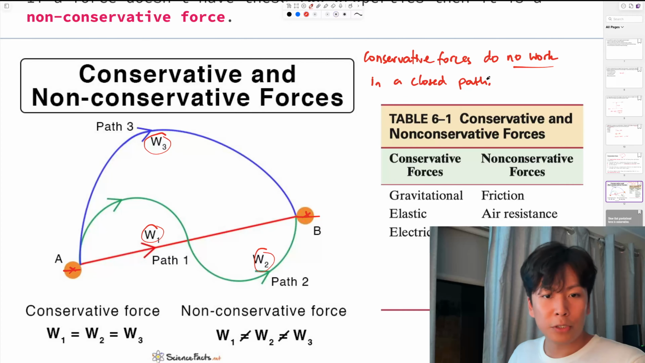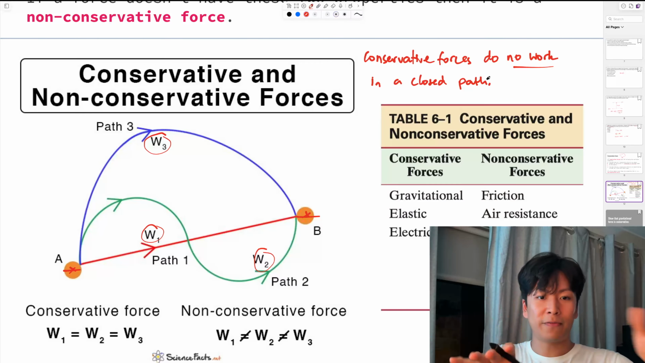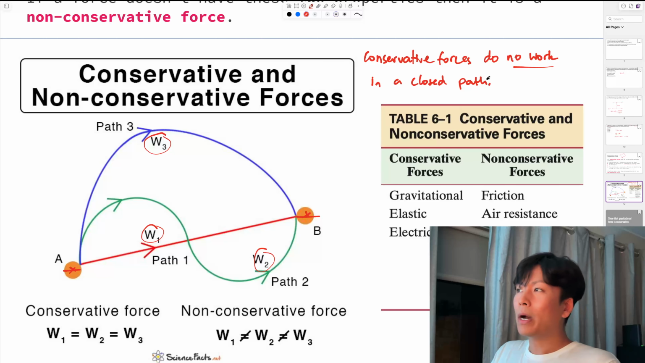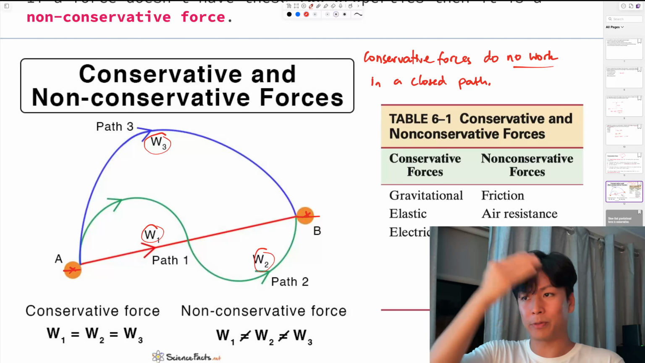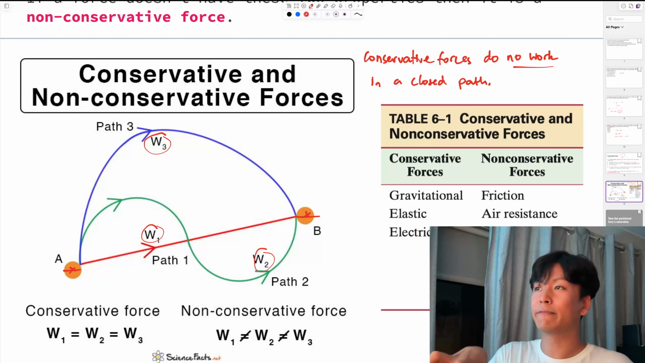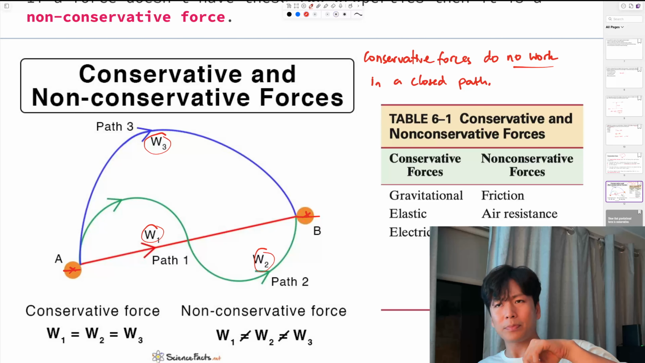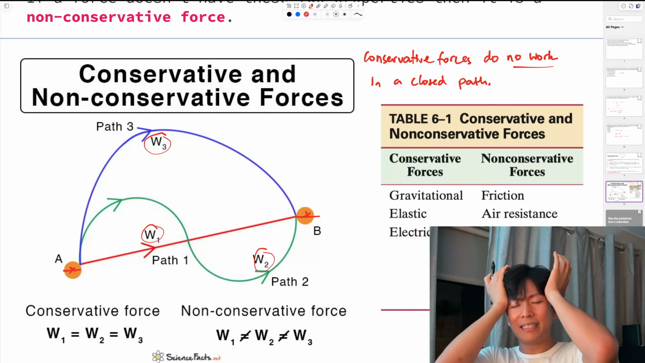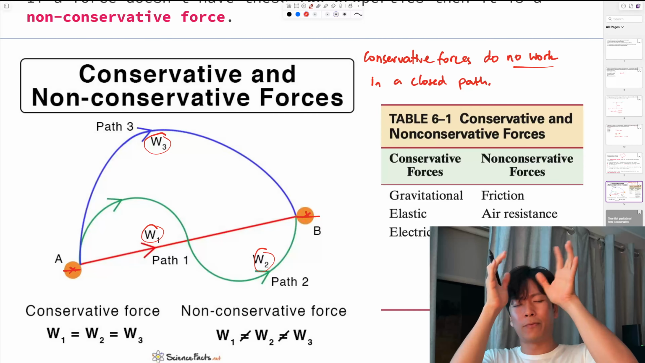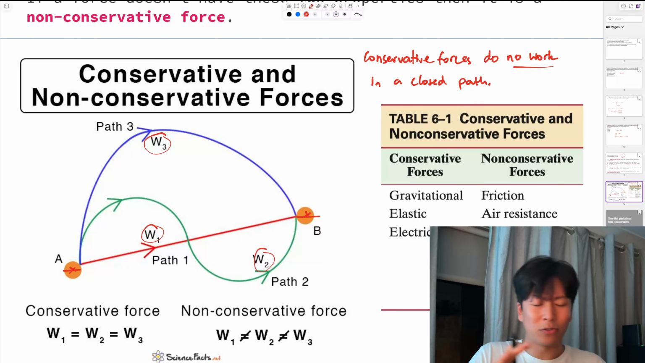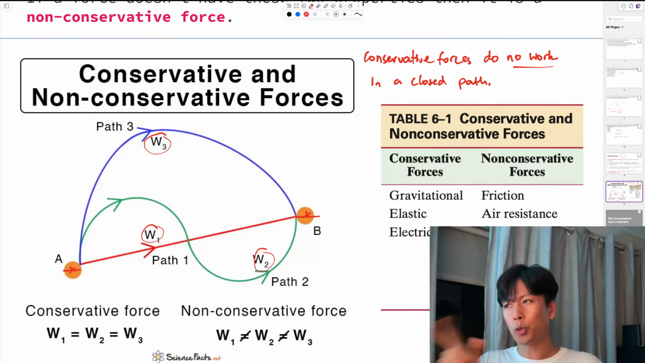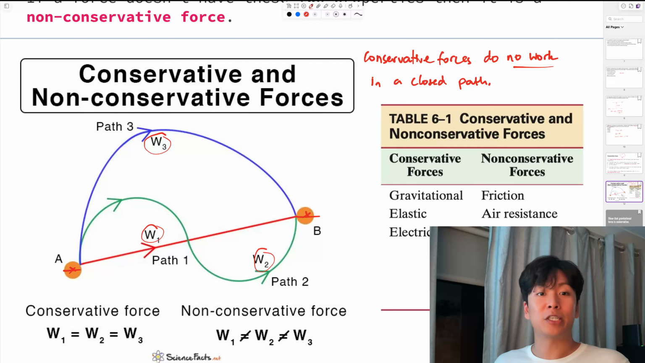If you push a crate across the floor from one point to another, the work that you do will depend on which path you take, right? Whether the path is the shortest path between point A and point B, or whether you take a longer curved path. Is it easier for me to push a box from one point to another in a straight line, or to go around in a curved line? Of course, the shortest path would be less work for you. Why? Because of friction. Friction is acting in that situation.